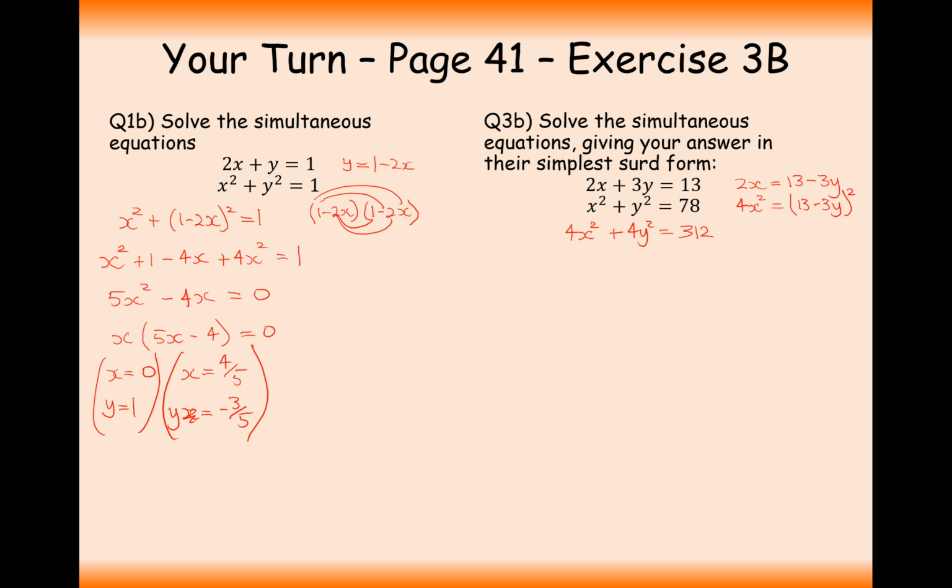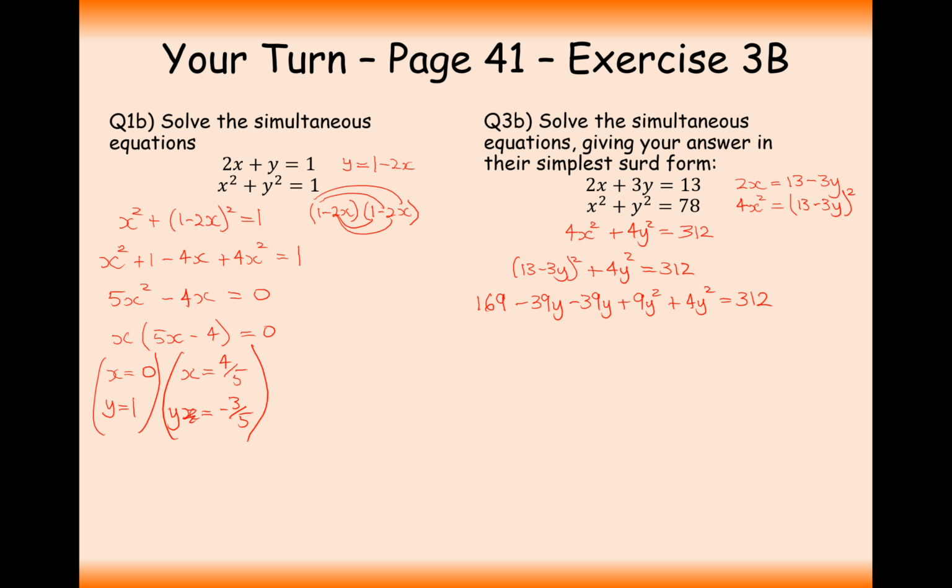Okay, so now what I'm going to do is substitute straight in what 4x squared is into the second equation. So that's going to be 13 minus 3y squared, add 4y squared equals 312. And then I'm going to expand these brackets here, making sure we do this properly. We're going to get 169, minus 39y, take away another 39y, add 9y squared, plus 4y squared equals 312.